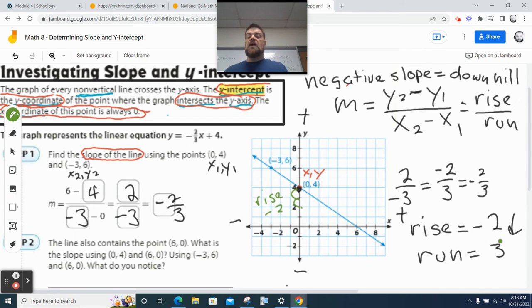Then from that point, my run is 3. It's a +3, so I go to the right 3. So from here, I go 1, 2, 3. Guess what? I'm right on the line. That's the run of 3. See how that works? If I go down 1, 2, and then over 1, 2, 3, I'm on the line. And it doesn't matter where on the line I start. That's what the slope is. That's how it makes a straight line. Aha moment? Good. All right, so let's move down.